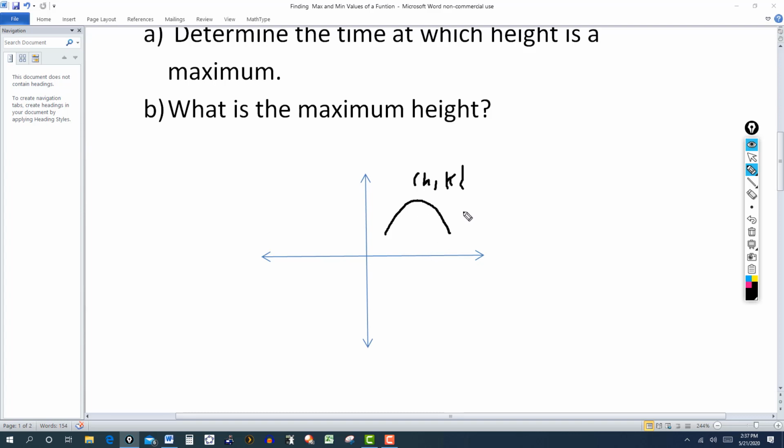Okay. So in this particular case, if you have a model that looks like this, the maximum value of this function is going to be this distance right here, which is k. Okay. So we can say that the maximum value of this particular function occurs at x equal h, and the maximum value is k. Okay.